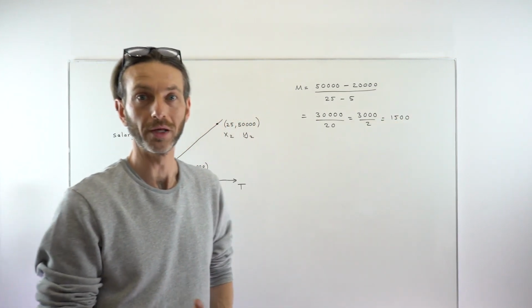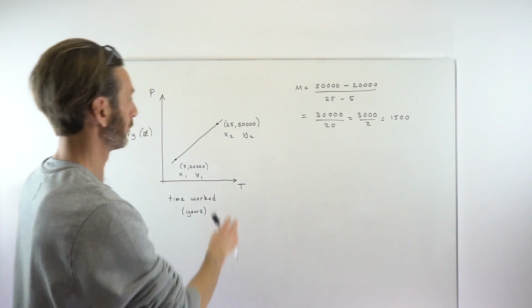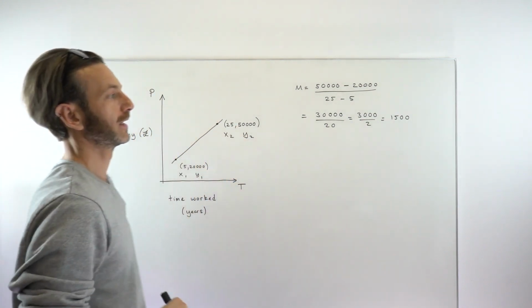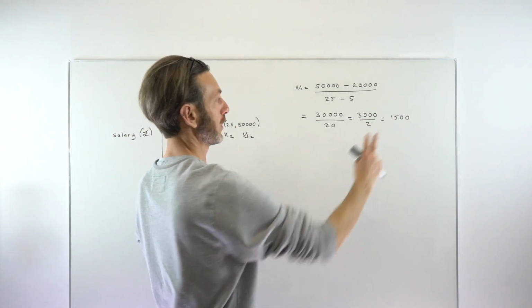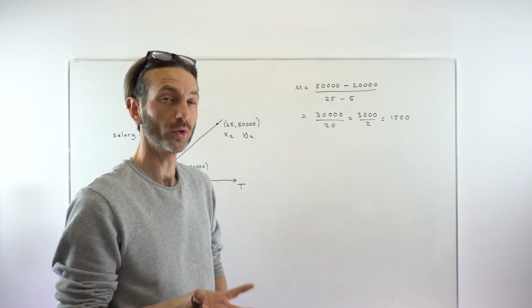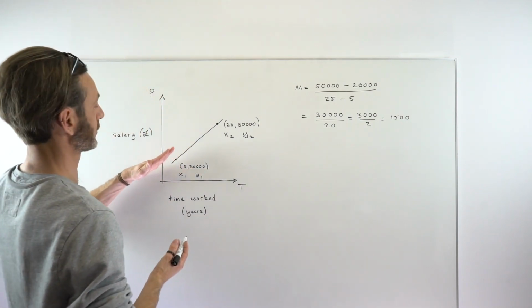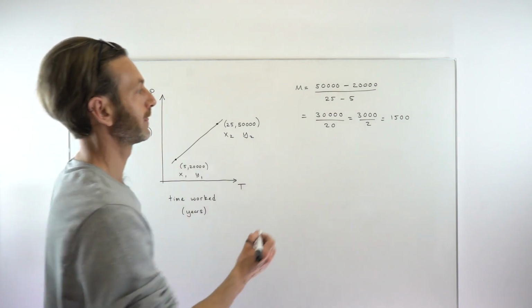Much higher than you would normally expect for a gradient, but it's just because of the y values being much bigger in this question. So in the context of this question, that 1,500 is fine. Notice also it's positive, and we expect a positive gradient because the line's going that way.